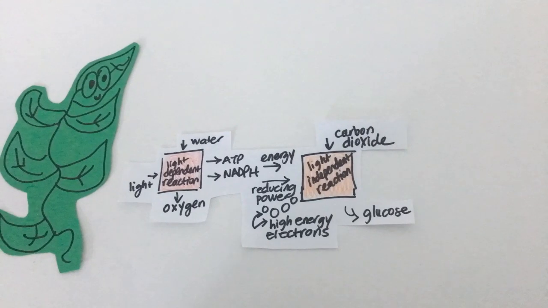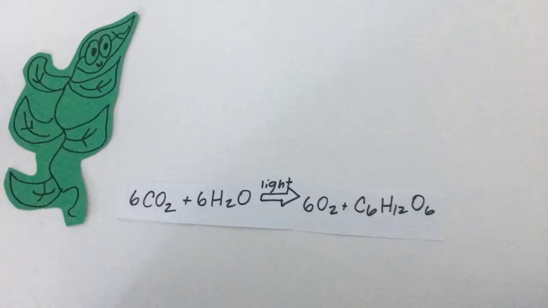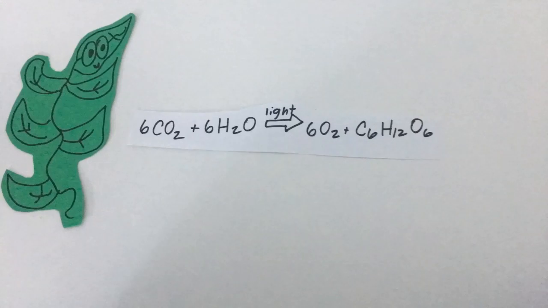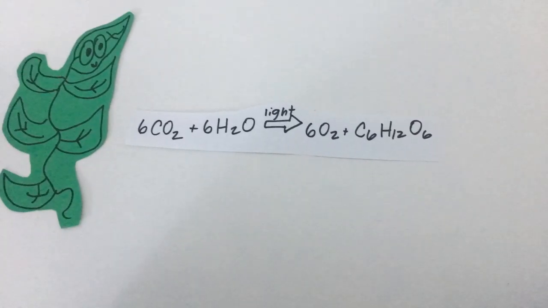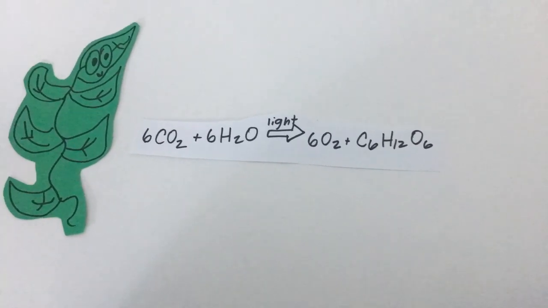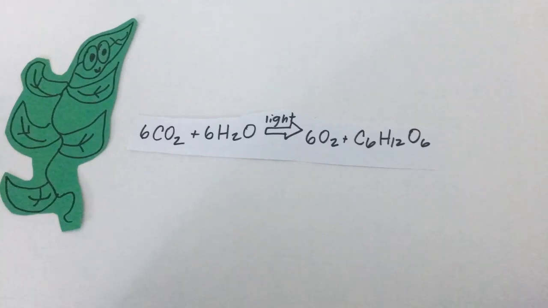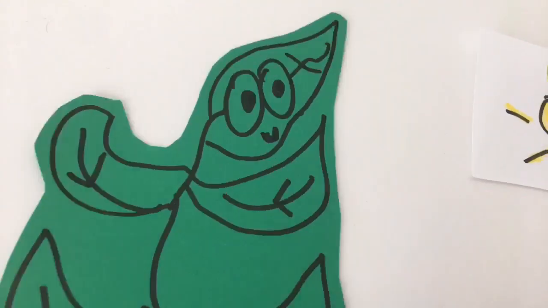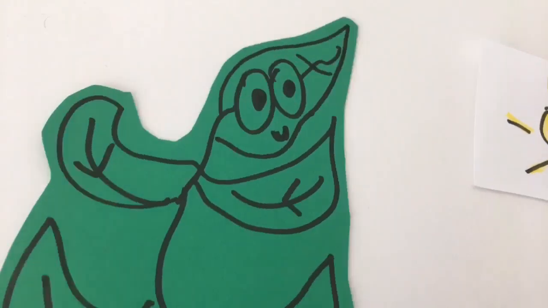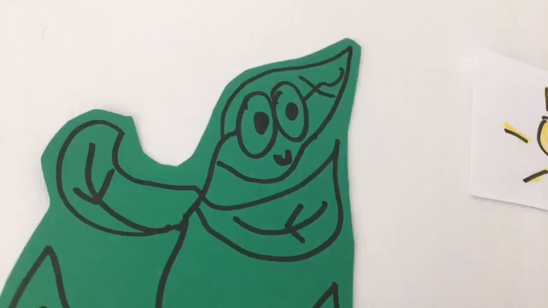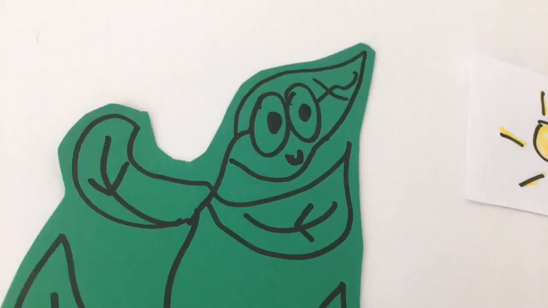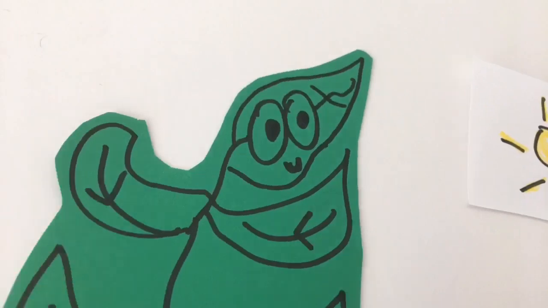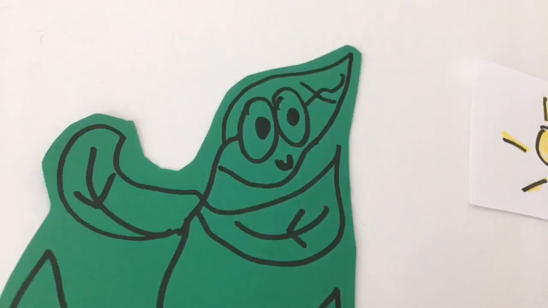Going back to our formula, 6CO2 plus 6H2O plus light makes 6O2 plus C6H12O6. The carbon dioxide and glucose are created in the light-independent reaction. The water uses light energy to create oxygen in the light-dependent reaction. I need these processes so I can make my sugar. I know, I'm so sweet.